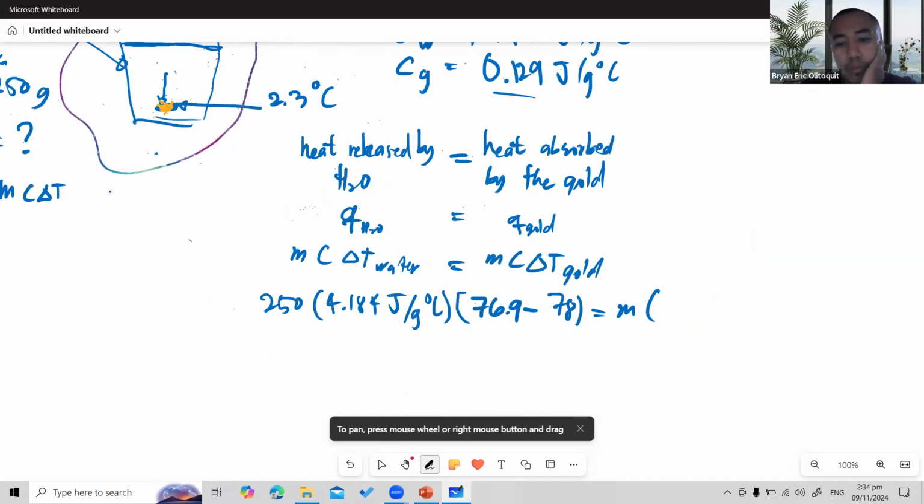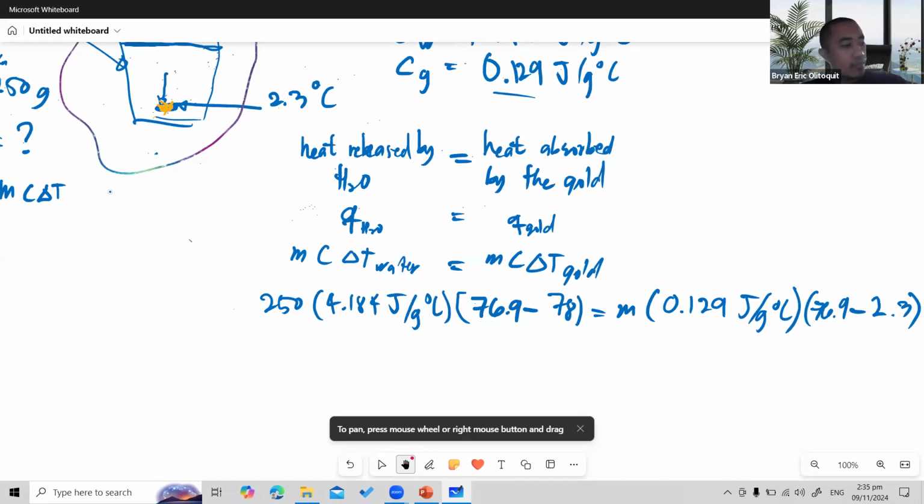This is equivalent to the mass of gold multiplied by the specific heat of gold, which is 0.129 joule per gram degree Celsius, multiplied by the change in temperature of gold. Take note that the initial temperature is 2.3 degrees Celsius and the final temperature is the same as what we obtained in the water, which is 76.9. So minus na to sa initial na 2.3.